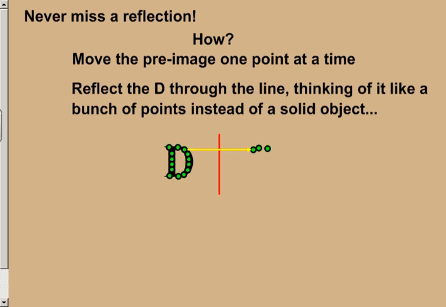In so doing, we end up reconstructing the object, or the pre-image, one piece at a time, and we end up with our image.